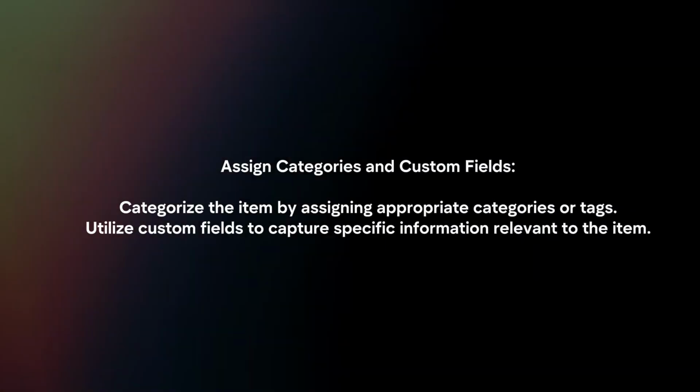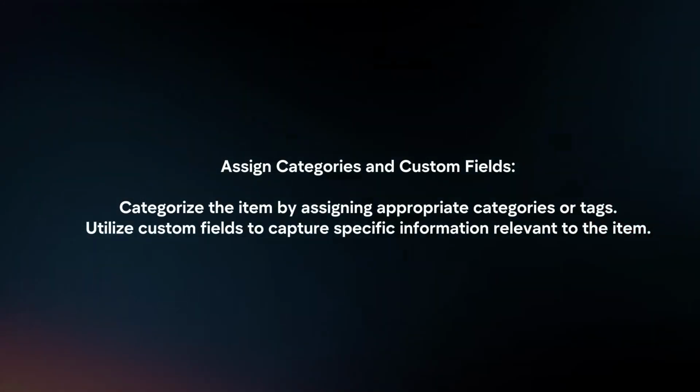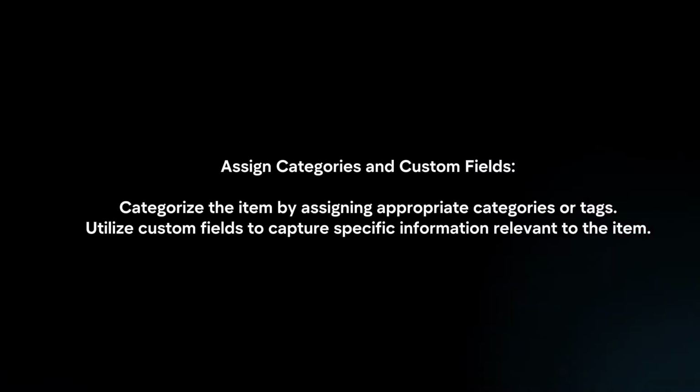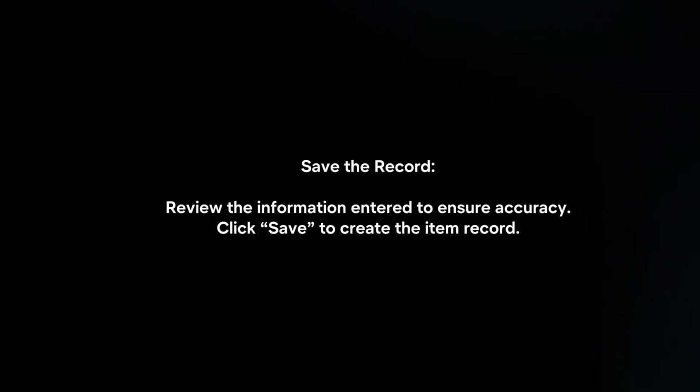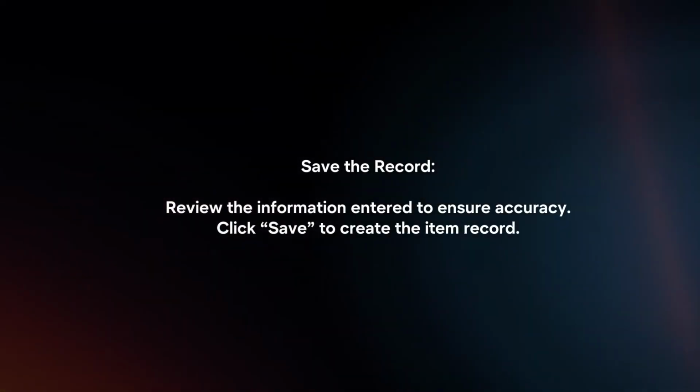Assign categories and custom fields. Categorize the item by assigning appropriate categories or tags. Utilize custom fields to capture specific information relevant to the item. Save the record. Review the information entered to ensure accuracy. Click Save to create the item record.